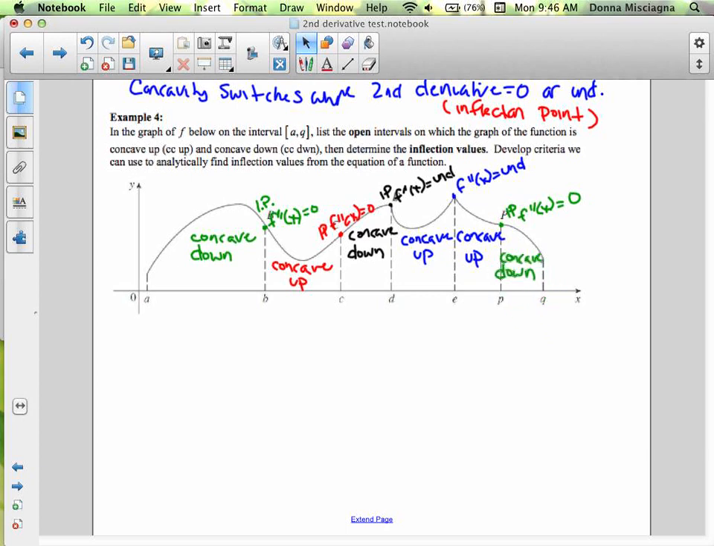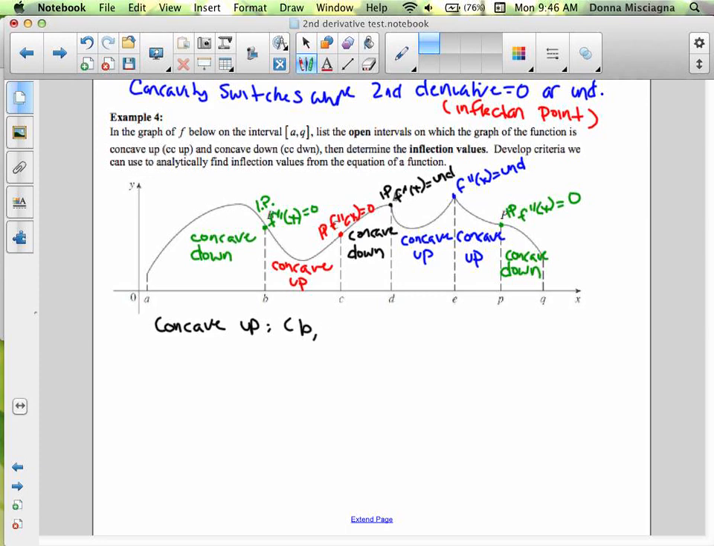Let's write down the intervals where the graph is concave up and concave down. I guess I'll start with concave up. It's concave up from B to C, and then again from D to E and then E to P. Even though there's no change in concavity, we do have a place where the second derivative is 0. So we'll list it as two different intervals there.